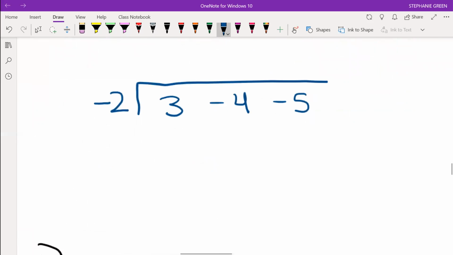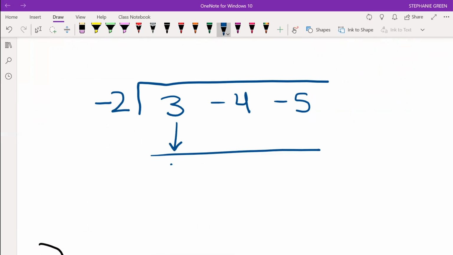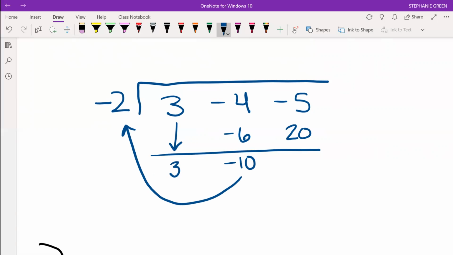Now that our problem is set up, we're just going to follow our process again. We'll drop down the first number, and then multiply, add, multiply, add, multiply, add. We multiply by the number in the corner. Write your answer here. Add down. And then again, multiply this number by the number in the corner. Write the answer here. Add down. The last number on my bottom row is my remainder. This time the remainder is 15.